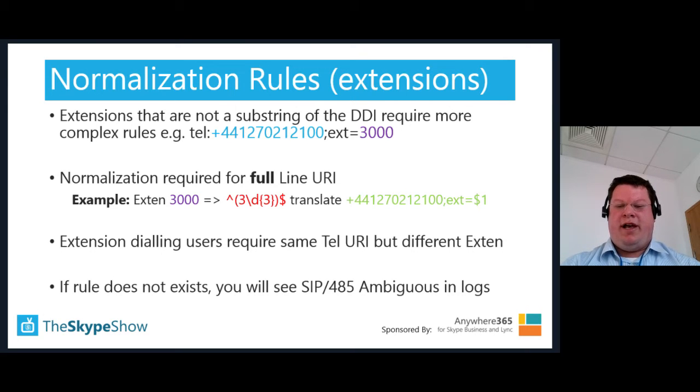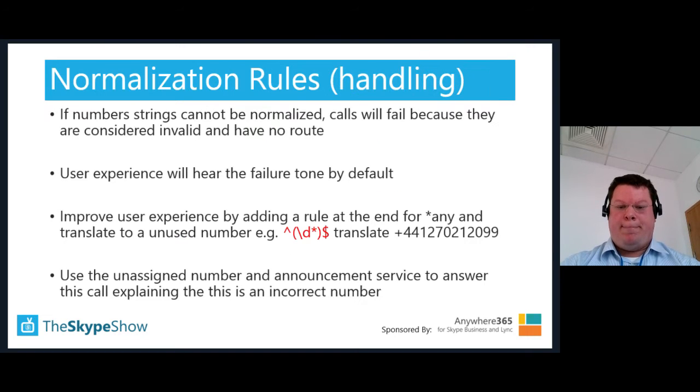Most of all, you'll see the SIP error 485 Ambiguous, which basically means that Skype can't find a unique number for this person. I'm running over time, so I'll skip through this quite quickly. If number strings cannot be normalized, the call will fail because they're considered invalid and they will have no route. The user will see the failure tone by default.